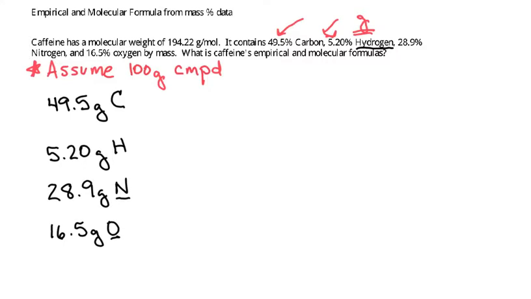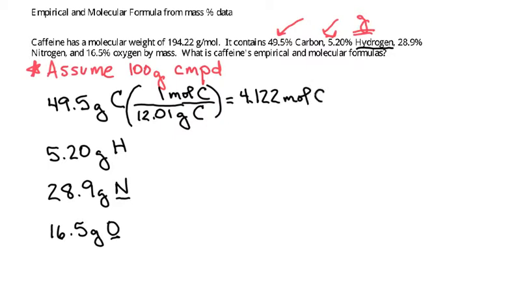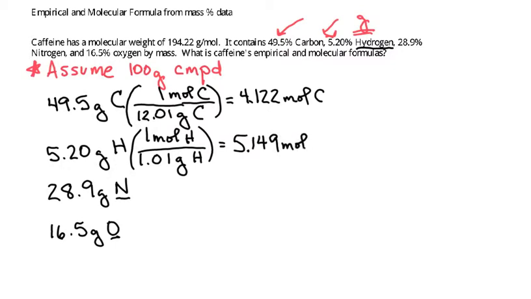Okay, in getting to the empirical formula, we have to convert these all to moles. The atomic weight of carbon tells me that there's 12.01 grams of carbon in 1 mole. So the moles of carbon in this compound is 4.122. The atomic weight of hydrogen is that there's 1.01 grams of hydrogen in 1 mole. So that means that we have 5.149 moles of hydrogen.